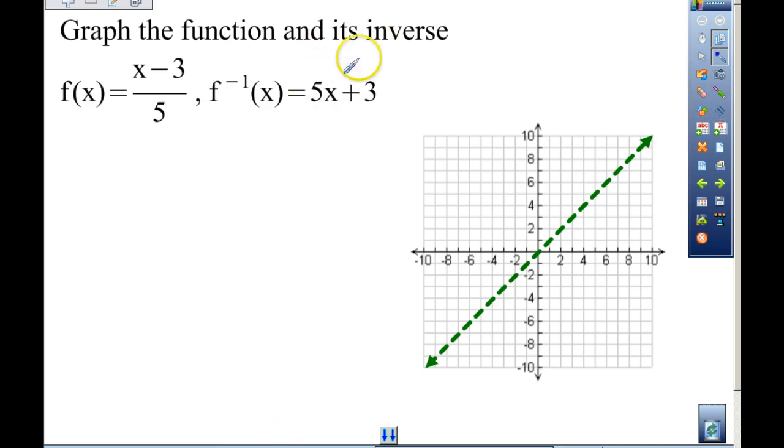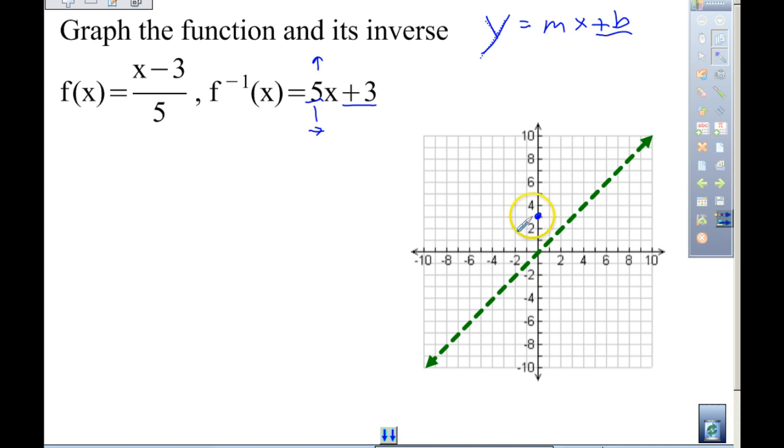As we said before, this is all slope-intercept, right? y equals mx plus b. So we begin here, at 3 on the y-axis. Then we're going to move up 5, right 1. So up 5 will be right here, right 1. Of course, we can also go down 5 and left 1, same thing. Use the straight edge. You've got to use a straight edge on these. There we go.